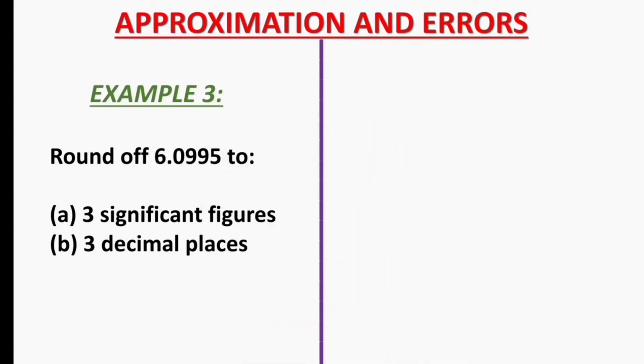Let's take our third question. Example 3. Round off 6.0995 to three significant figures and three decimal places. Now, looking at this question closely, can you tell the answer to three significant figures and three decimal places? Let's see if you can.